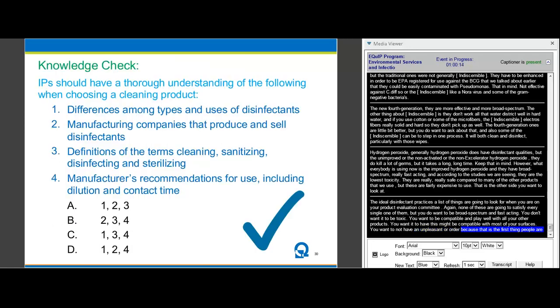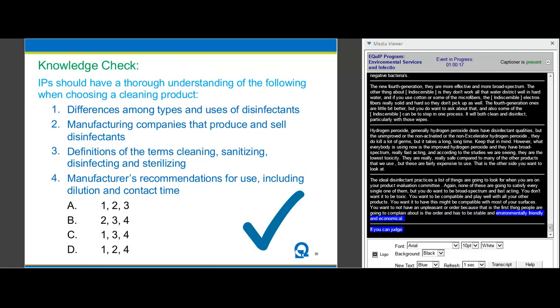All right, quick knowledge check. Are we ready for the poll?